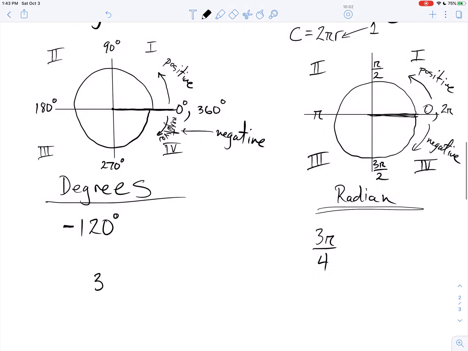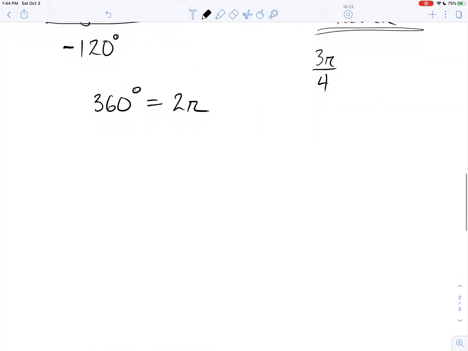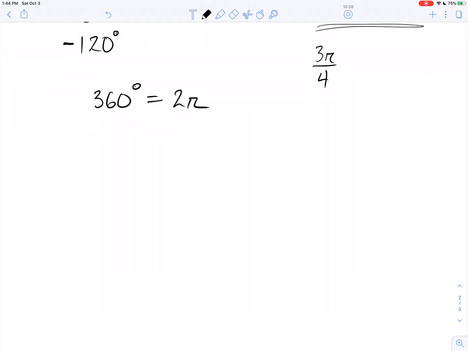So if 360 degrees is the same thing as 2 pi when it comes to radians, there's got to be a way so we can convert this kind of stuff. And it just so happens that there definitely is a formula for this stuff. It goes like this. If I take any degree measurement, so like 45 degrees, if I multiply it by pi over 180, I will convert it into radian measurement.